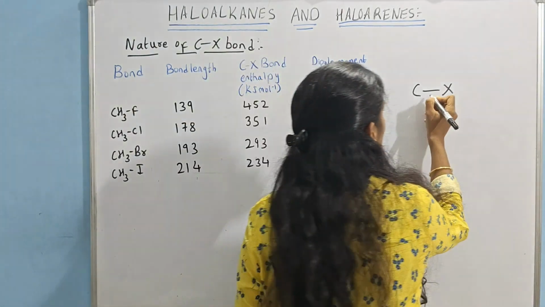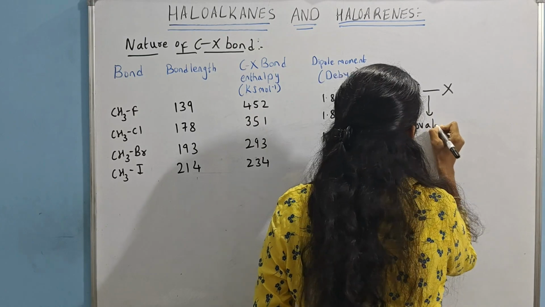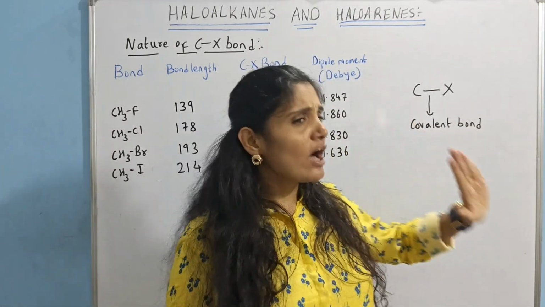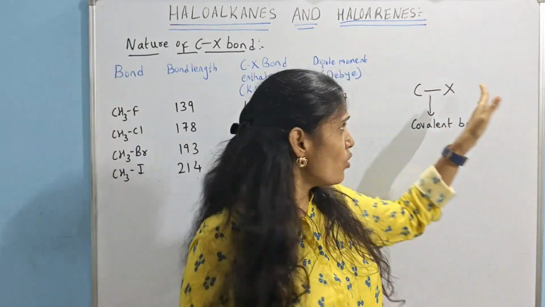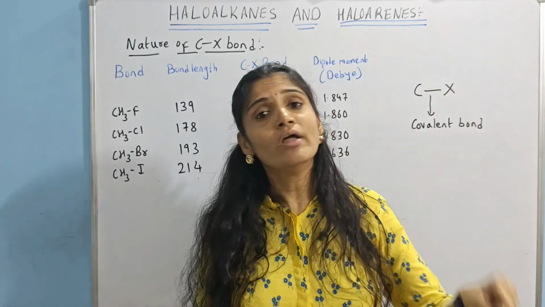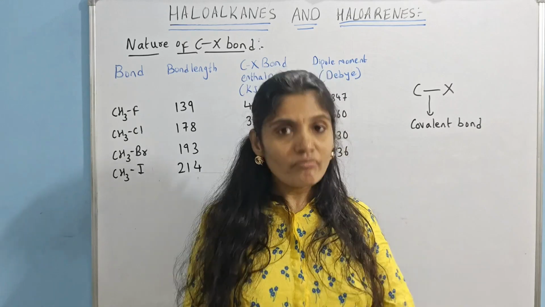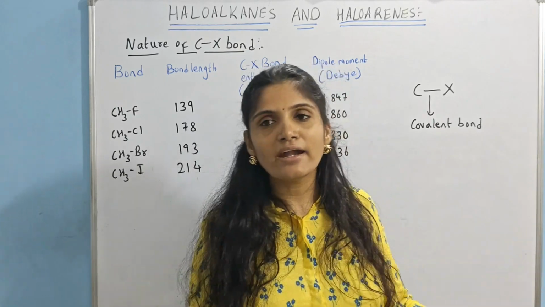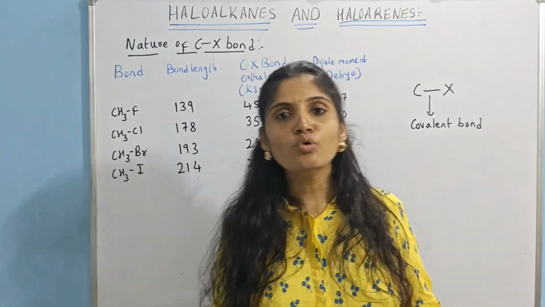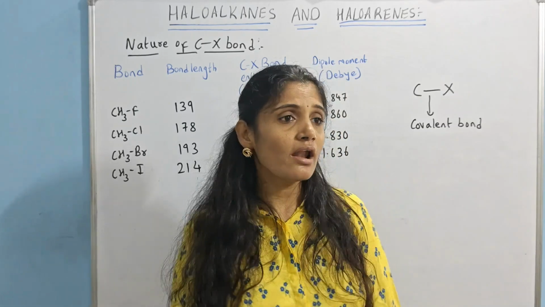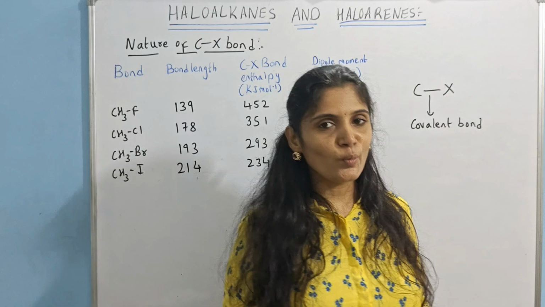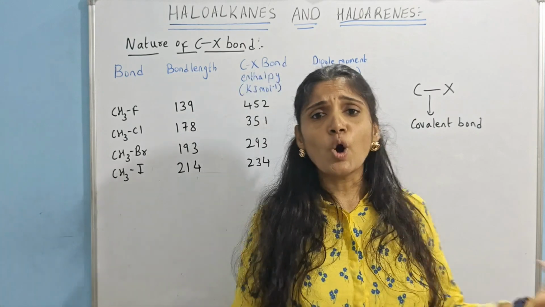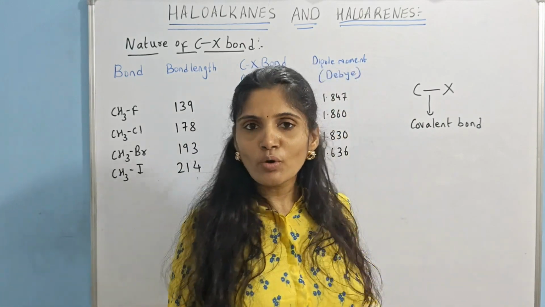So if I ask you about the nature of this bond, from your previous knowledge that carbon forms only covalent bonds, you can confidently say that carbon will form a covalent bond with halogen, or as such any atom, because carbon doesn't want to either lose or gain electrons, as either is very difficult. It prefers to share its electrons and form a covalent bond. We have clarity that carbon wants to form a covalent bond, but the counterpart also should want to have a covalent bond with carbon.